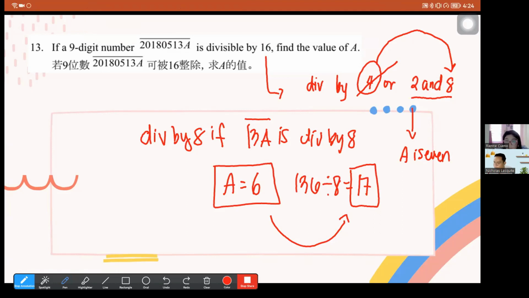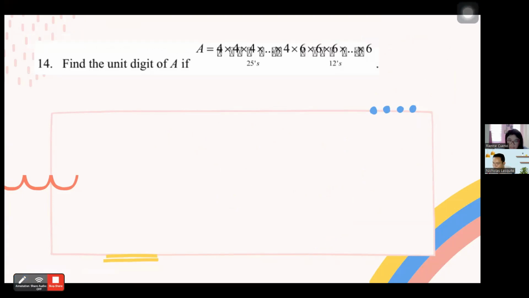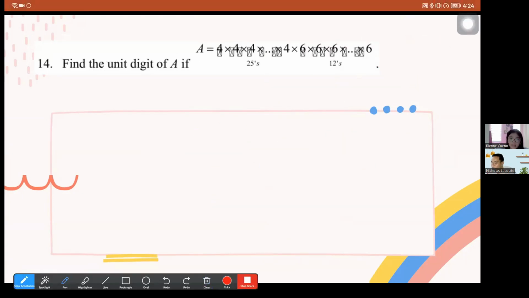Okay, let's have number 14. I think there are 25 of this one and 6 of 12s, 6 times 6 times 6, etc. Right? So what is the unit digit cycle? If it's 6 times 6, that is 36. So it's always 6, right?